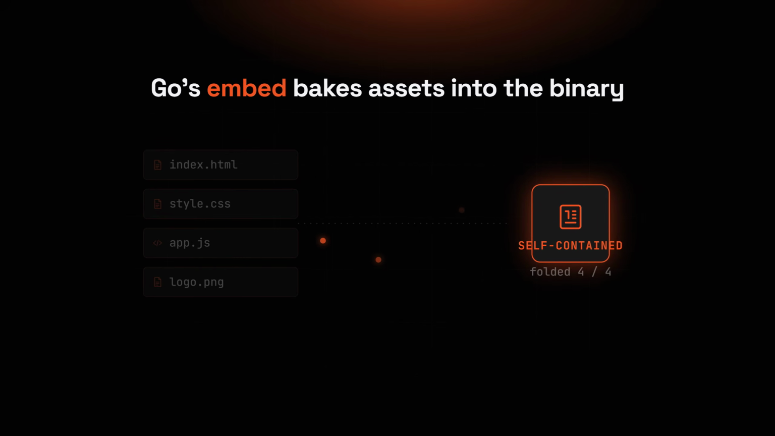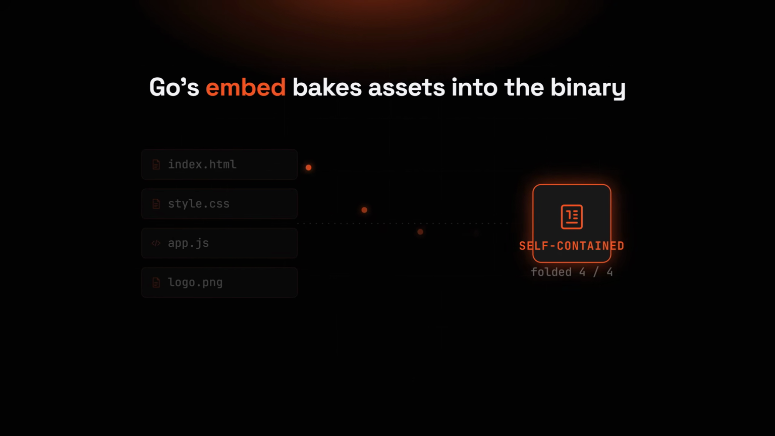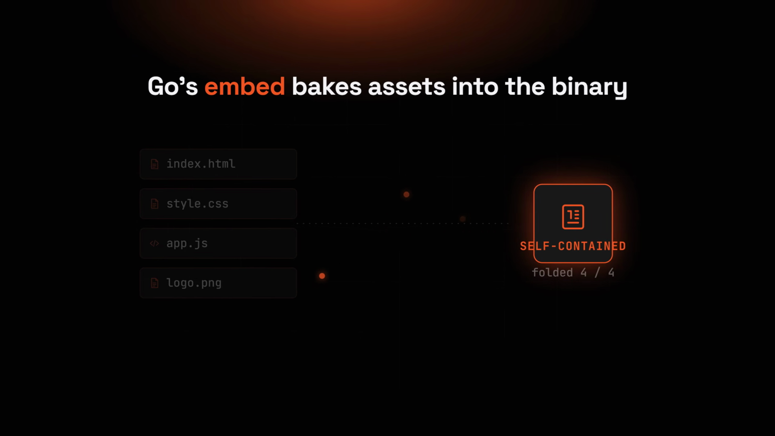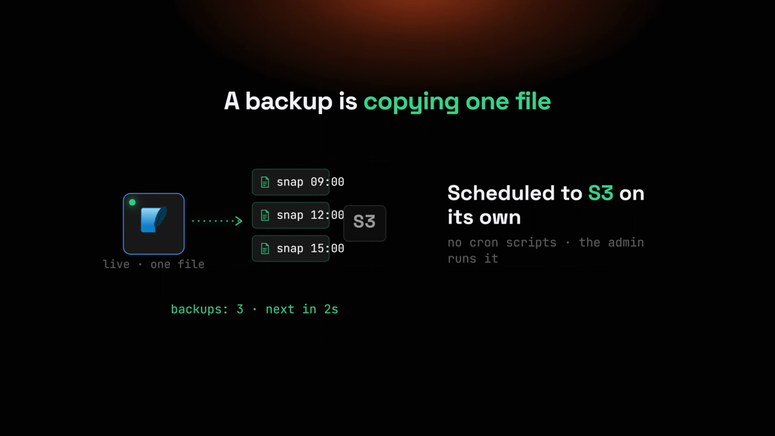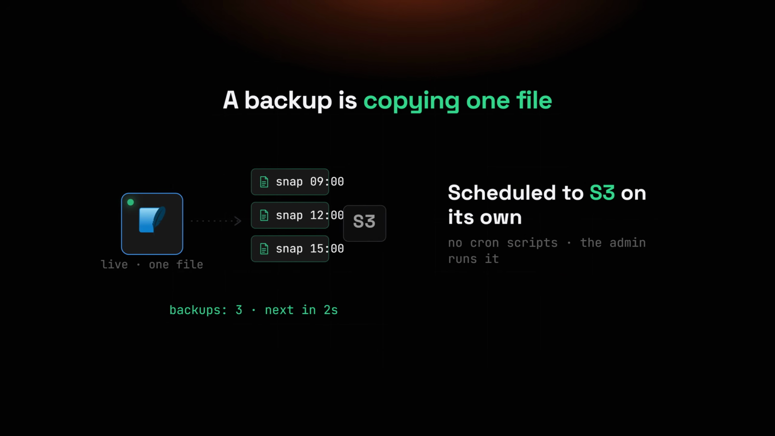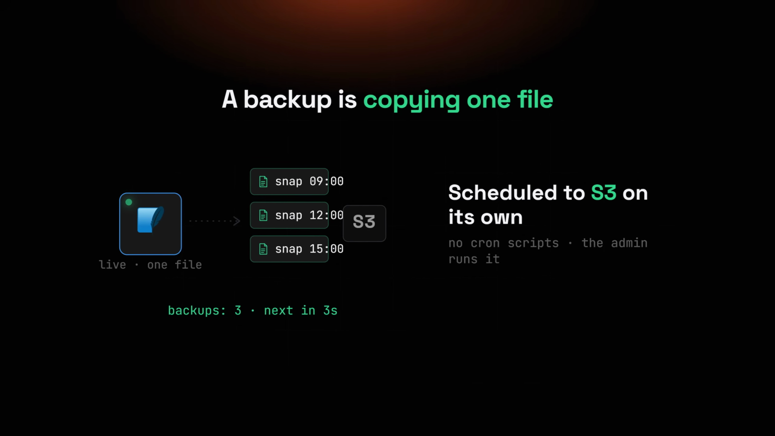And you can push the one file idea further. With Go's embed feature, you bake your HTML, CSS, and images right into the binary at build time, so even the static assets travel inside it. The app becomes genuinely one file to copy around. Your whole database is a single SQLite file sitting next to the binary. A backup is copying that file, and the admin panel can run scheduled backups for you and push them to S3 on its own, so you are not writing cron scripts to stay safe.